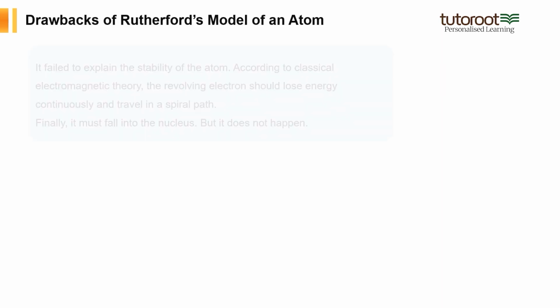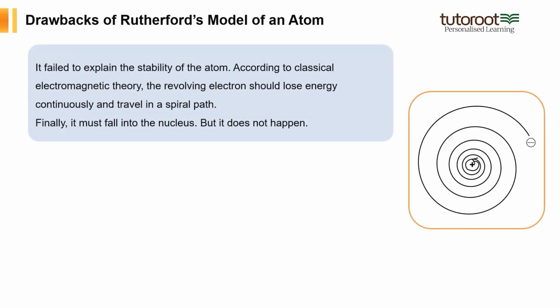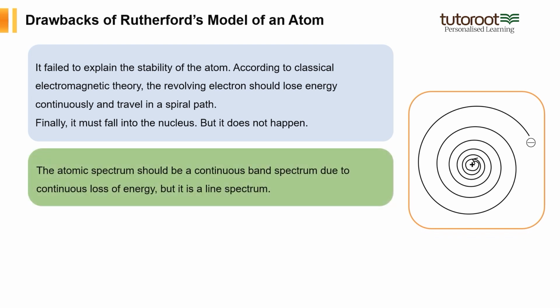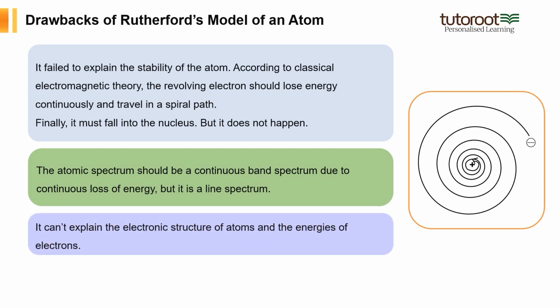And again, we have the drawbacks of Rutherford's model of an atom, where he failed to explain the stability of the atom. According to classical electromagnetic theory, the revolving electron should lose energy continuously and travel in a spiral path. You can see the figure displayed on the screen. So it must fall into the nucleus, but it does not happen. The atomic spectrum should be a continuous band spectrum due to continuous loss of energy, but it is a line spectrum. It can't explain the electronic structure of atoms and the energies of electrons.